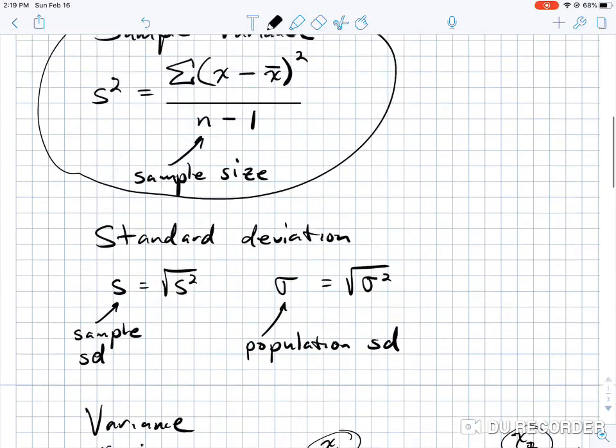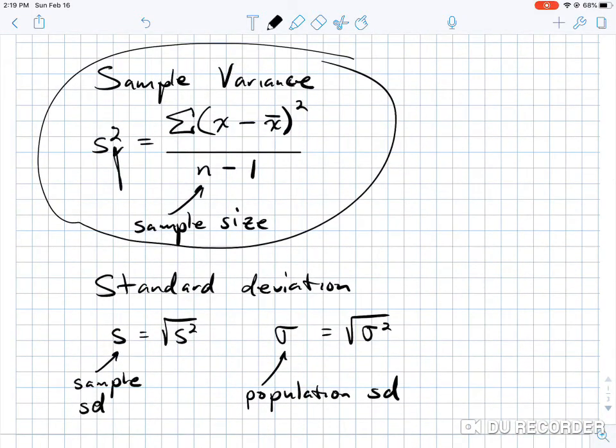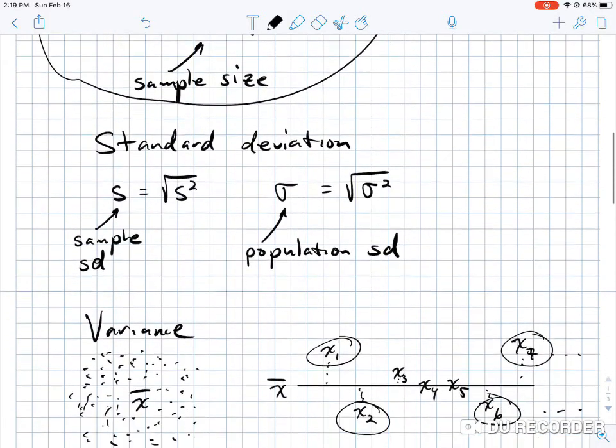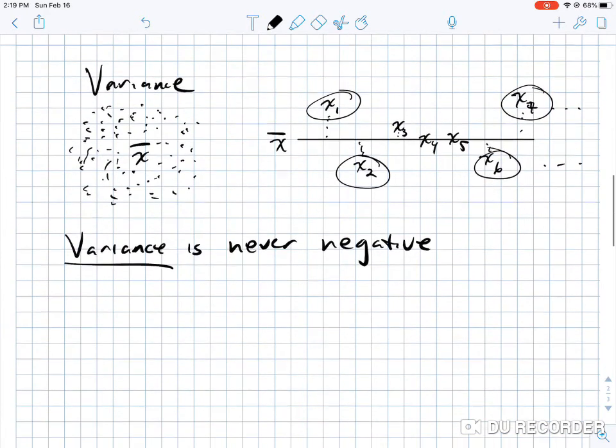Why? Because of that square. That's why it's never negative. So naturally, if you square a negative number, you're going to get a positive result. So that's what happens here when you have these squared values. Okay? So with your variance, it is never, ever, ever negative. Okay? That's what it is.